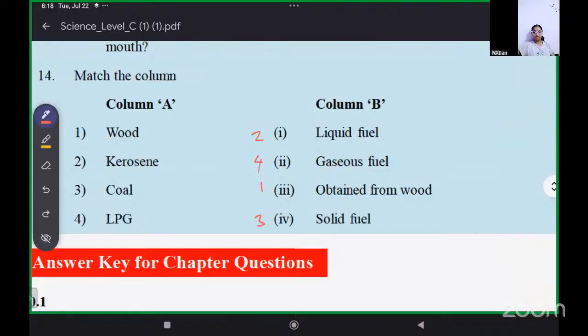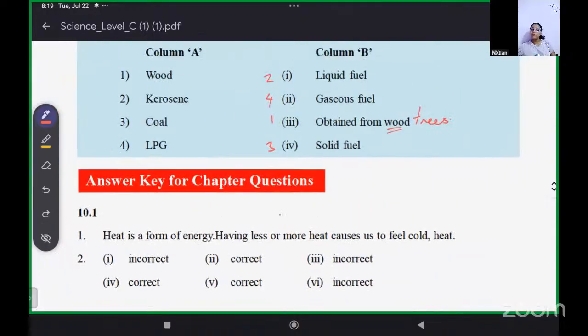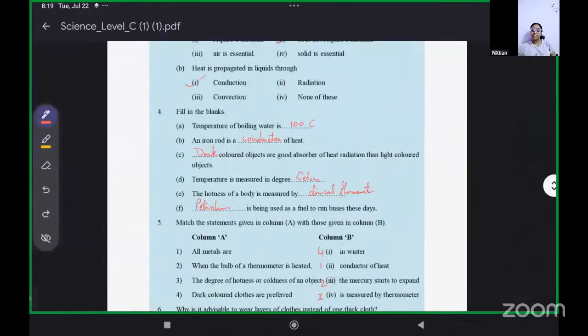Yes. Ma'am, I have a question. How can they say wood is obtained from wood? Yeah, it's a little weird, right? I was thinking that too. Wood is a fuel that is obtained from forests, from trees. I don't know how they've written it, but anyways, with this we finish this lesson, the heat lesson.